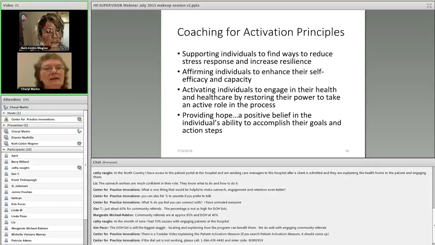And then the activation thing, the whole idea of getting them to engage in their own health and health care by restoring their power, to take an active role. And I chose to take out the word empower. I don't use it anymore. People always had their power. They just didn't know. And we don't empower them as if they never had it and here you go, you've got your power. We get out of the way. And we find ways of working with them so that they can find that power again and begin to use it. And in that, the activation happens.